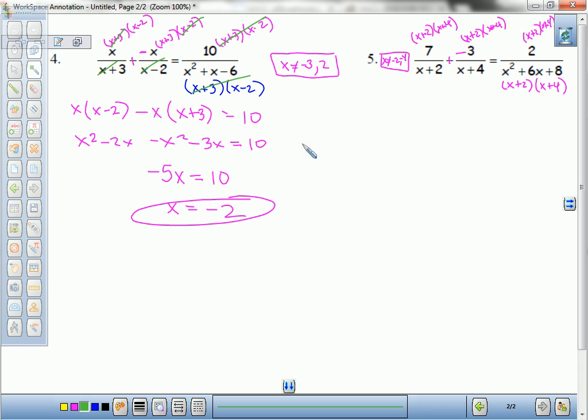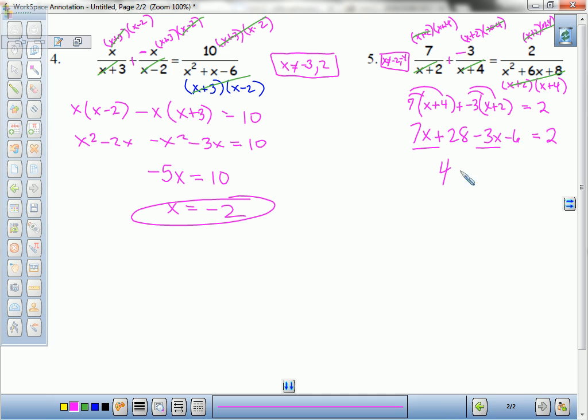Okay? And we're going to cancel. And so that gives us 7 times x plus 4 plus a -3 times x plus 2 equals 2. Distribute, and we get 7x plus 28 minus 3x minus 6 equals 2. So these two together make 4x. These two together make plus 22.